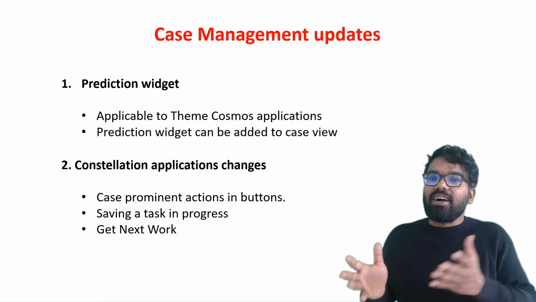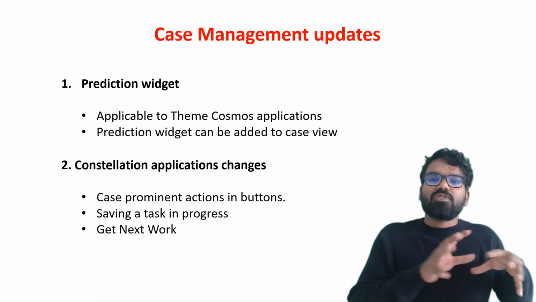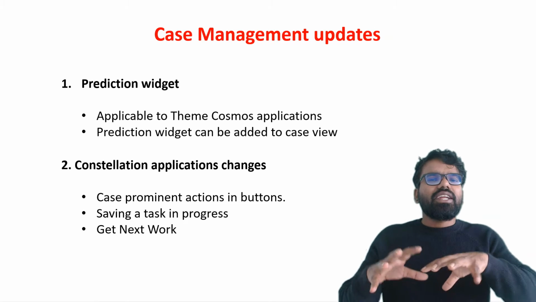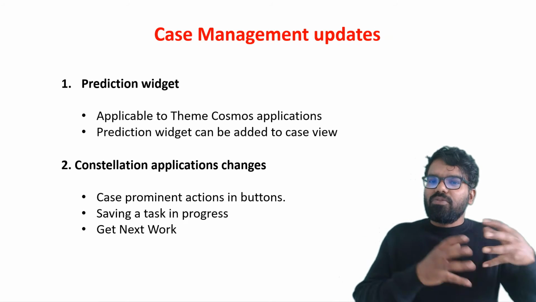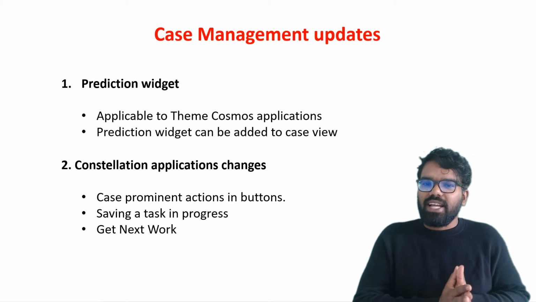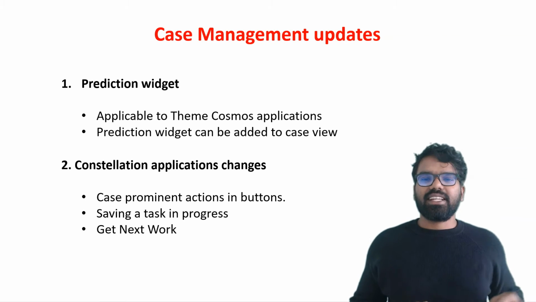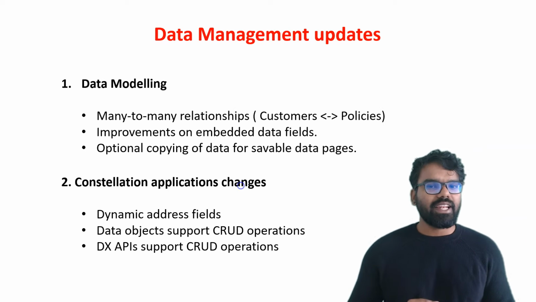Don't think that it is already available like that, because Constellation is again a new UI technology. So Pega has to rebuild, or it needs to introduce, all the available features that already exist into this new UI technology. That is why you find Get Next Work is also getting included into Constellation in 8.8. Now let's move to the next topic.